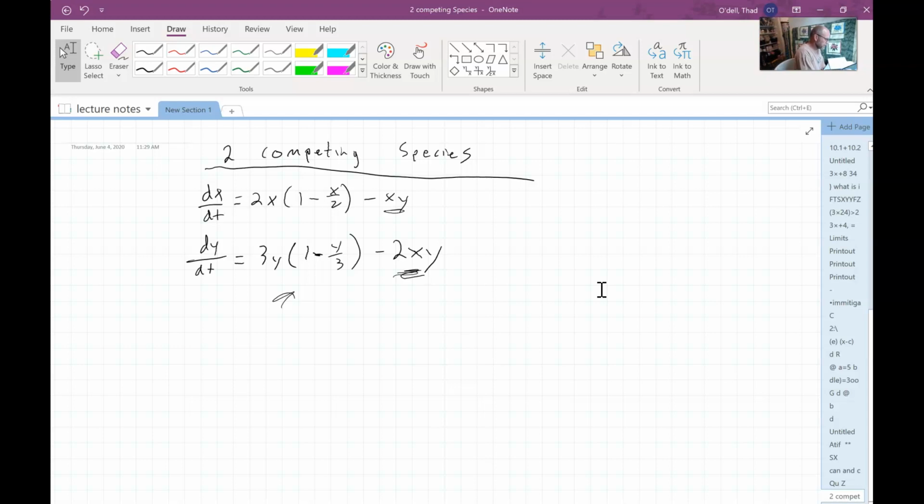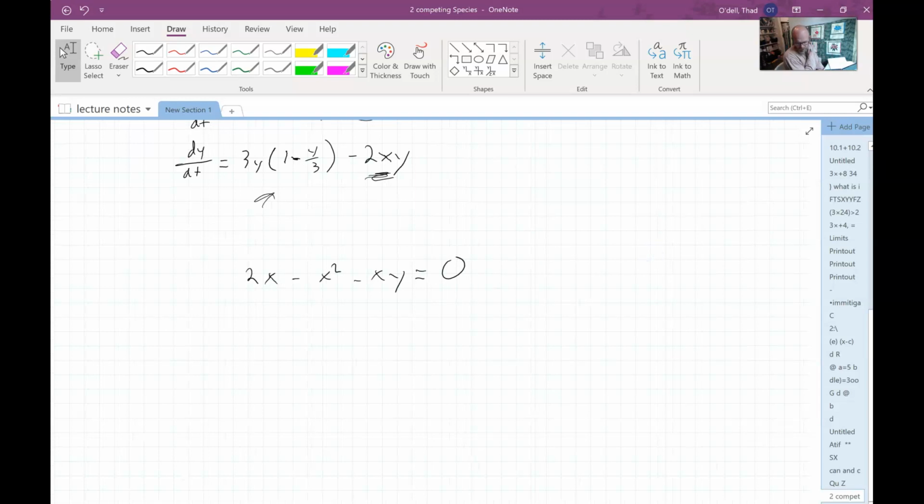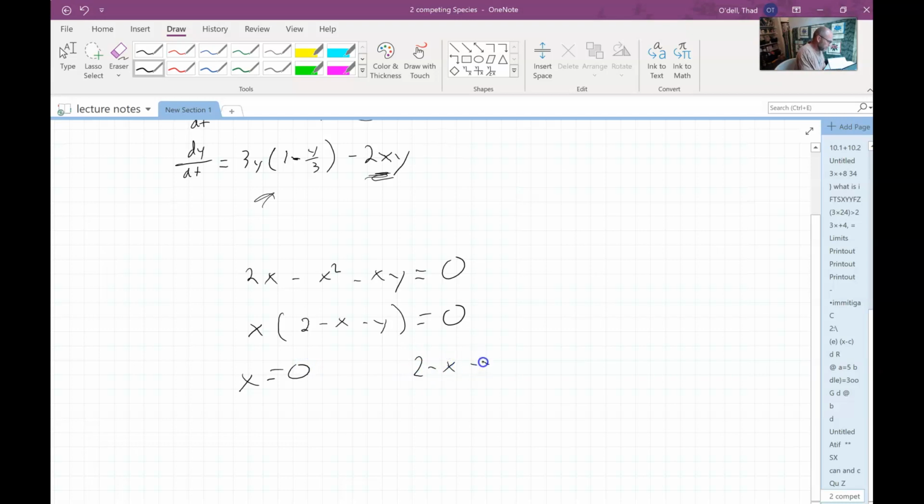We'll start off by taking the change in X and distribute that 2x through, so that'd be 2x minus x squared minus xy. We're going to set that equal to 0 and try to find out when that's equal to 0. I could factor out an x, and that would leave me with 2 minus x minus y equal to 0. So definitely x equals 0 is going to be one of my equilibrium points. And then 2 minus x minus y equals 0 would be another one.